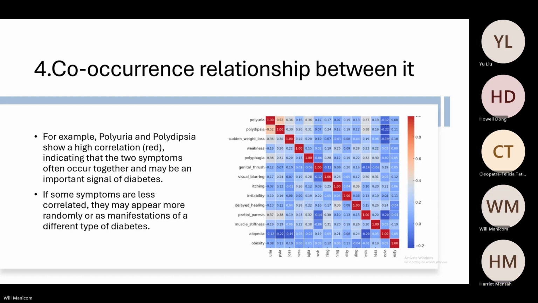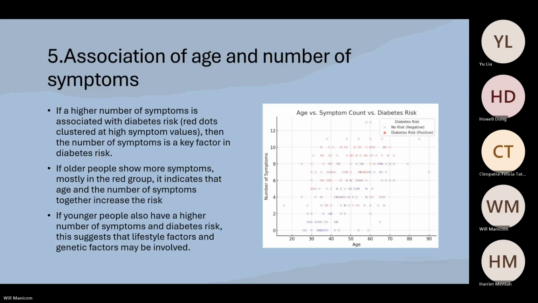Next one. Association between age and number of symptoms. If a higher number of symptoms is associated with diabetes risk, i.e. red dots scattered at high symptom values, then the number of symptoms is a key factor in diabetes risk. The scatter chart shows how many diabetes symptoms people in different age groups have, and distinguishes them based on diabetes risk, i.e. red for higher risk and blue for no risk.